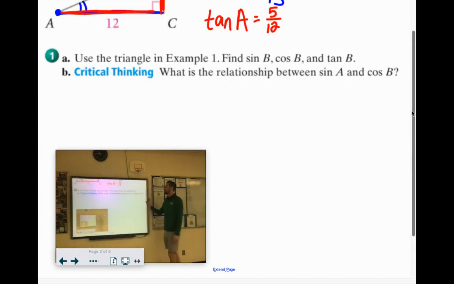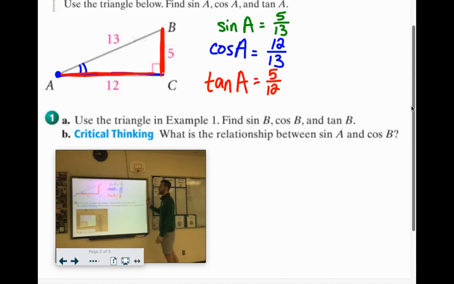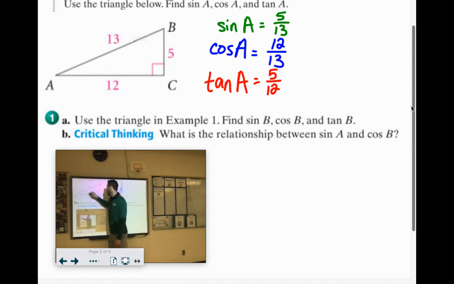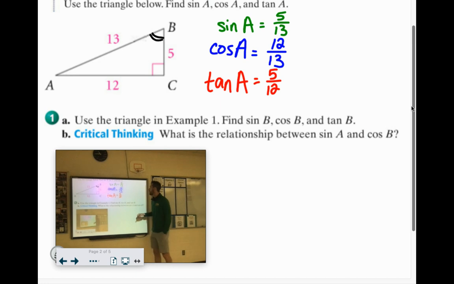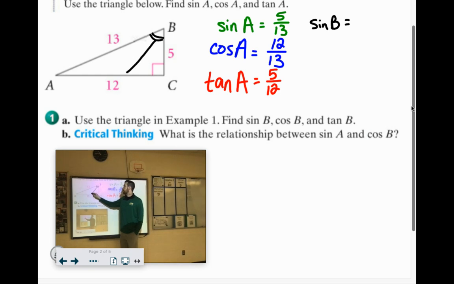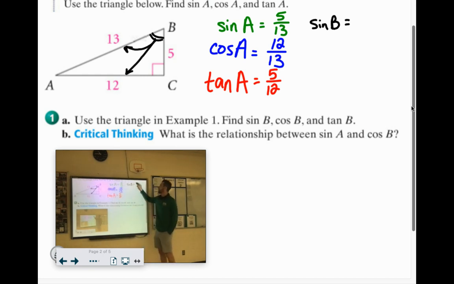So let's see. Use the triangle in example 1. Find the sine, cosine, and tangent of B. Very similar. We're just referencing a different angle here. So we're going off of B. So the sine of B would be the opposite, which is 12, over the hypotenuse, which is 13. Cool.